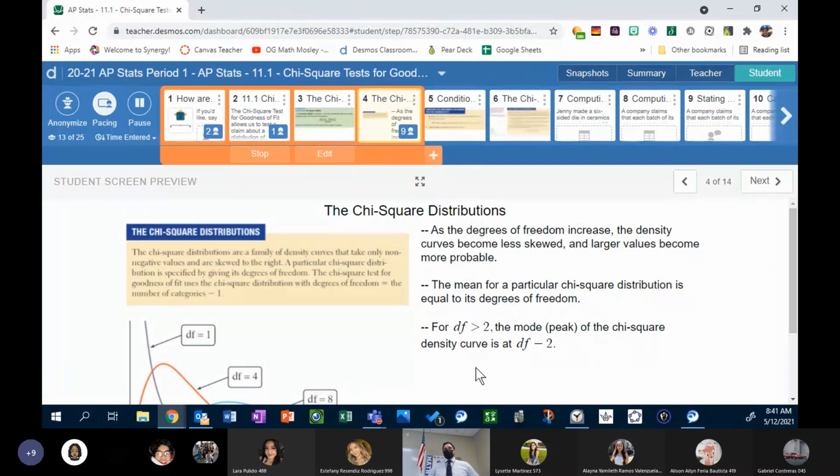The chi-square test for goodness of fit uses the chi-square distribution with degrees of freedom equal to the number of categories minus 1. It does not have anything to do with our sample size. Some things to remember here: as the degrees of freedom increase, the density curves become less skewed and larger values become more probable, which essentially means the more categories we have, the more acceptable it becomes to have larger differences, so to say.